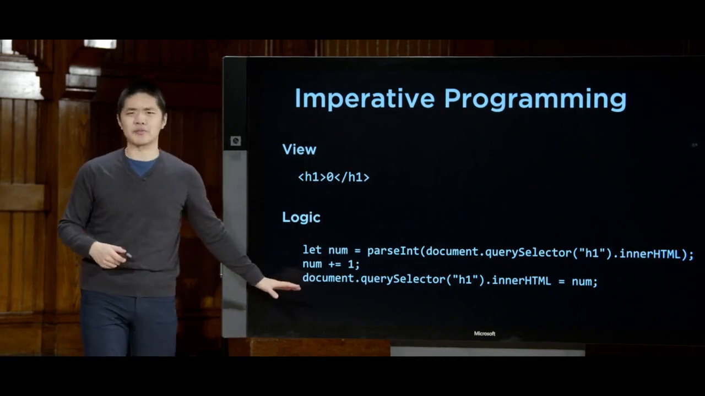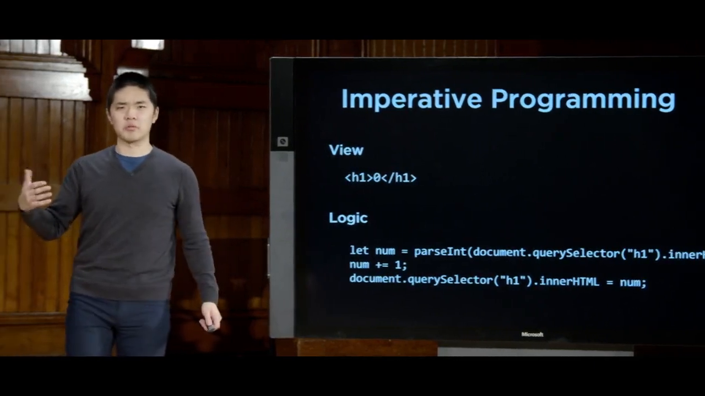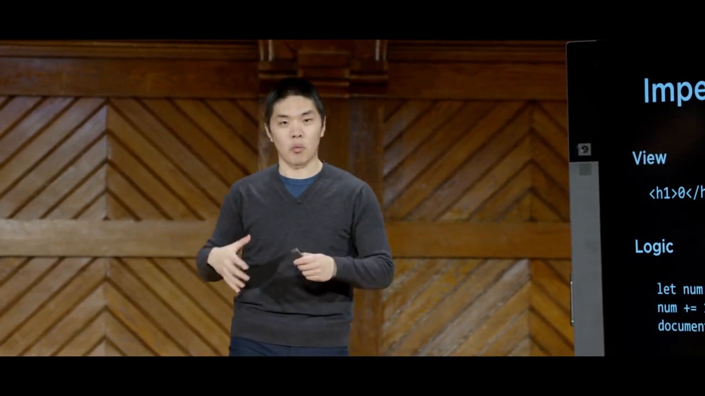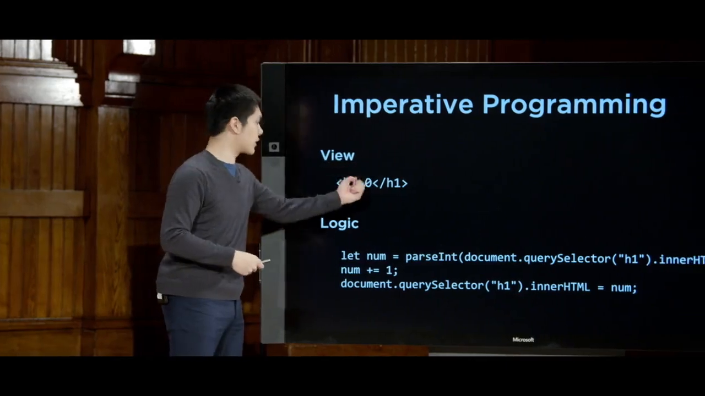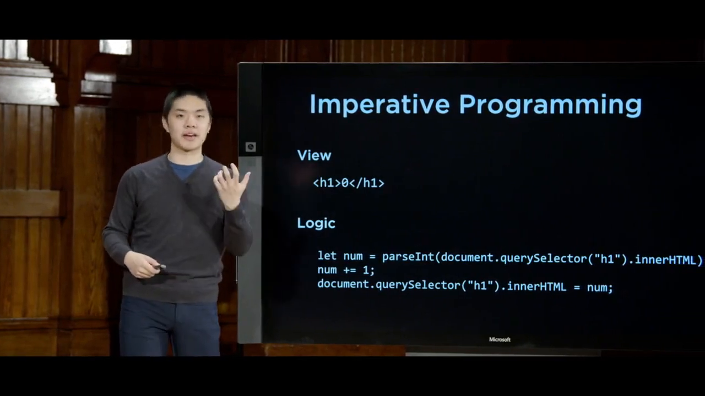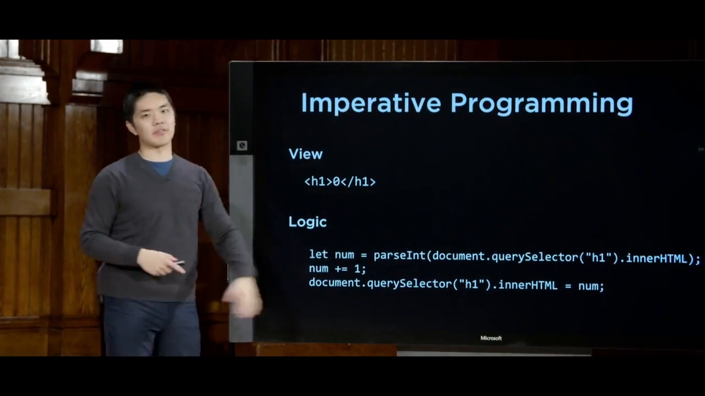But this is a fair amount of code to do something fairly simple, just like increase a number by 1. And the reason why is because we've had to be very explicit about what instructions we're giving to the web browser. We're saying first, grab the h1, figure out what number is inside of it, add 1 to that number, and then replace it inside of this tag.